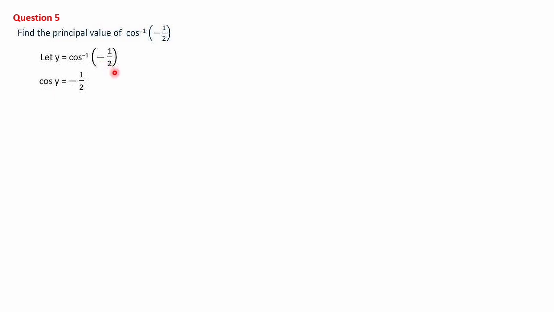Next we shall discuss question number 5. Find the principal value of cos inverse of minus 1 by 2. Here given to us is cos inverse of minus 1 by 2, let it be y. Y is equal to cos inverse of minus 1 by 2. Take this cos inverse to the left side. So cos y is equal to minus 1 by 2. So there is a negative sign. You have to take a little bit of care while calculating.